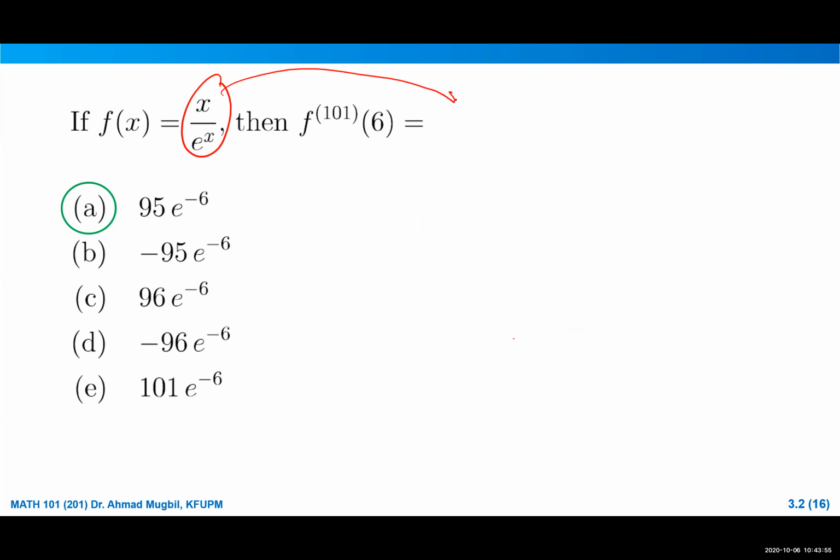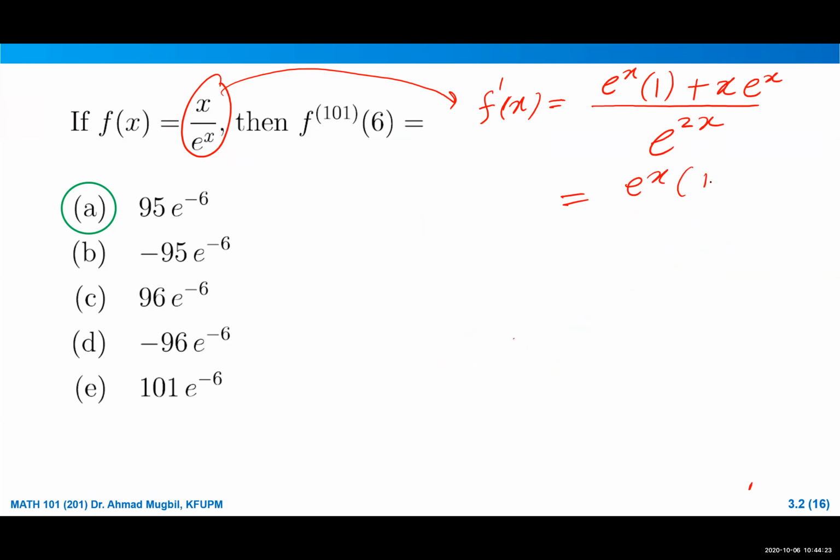According to this, what will be the first derivative? The square of the denominator, which is, by the way, what is the square of e to the power x? It is e to the power 2x. Now, the denominator multiplied by the derivative of the numerator plus the numerator multiplied by the derivative of the denominator. So this is what we have. Let's take e to the power x as a common factor. It will be 1 plus x over e to the power 2x. Now you can cancel this with this, and you will have at the end 1 plus x over e to the power x.